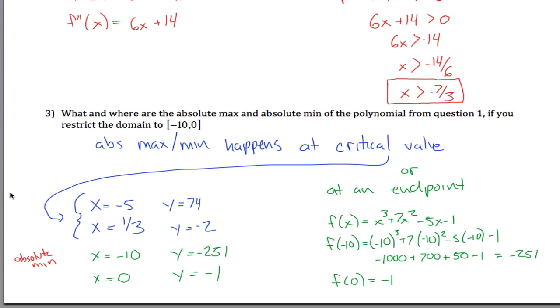And my absolute maximum is this top guy here, because 74 is greater than negative 2, negative 251, or negative 1. Write that there. So I guess that's the end of the problem. Here's the absolute max, here's the absolute min. So that's it.